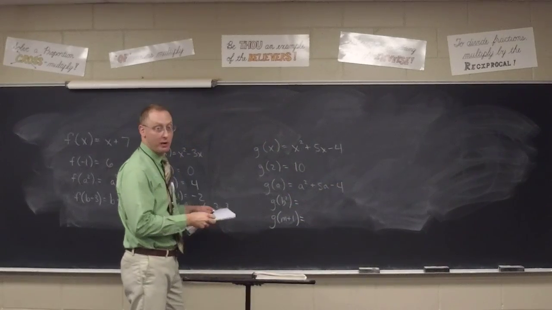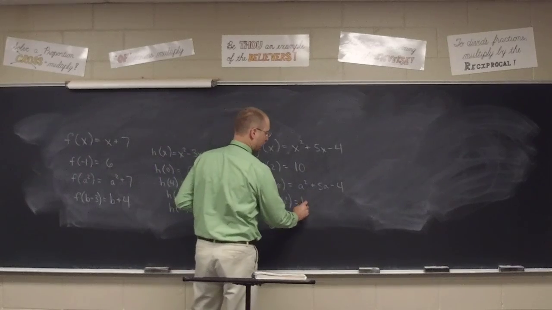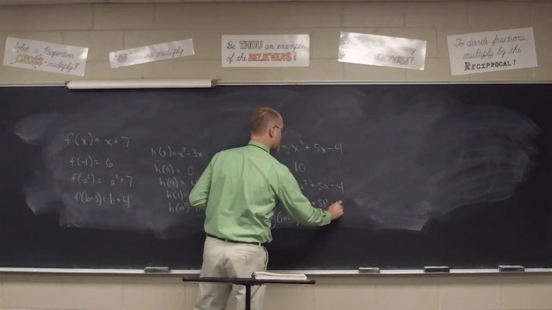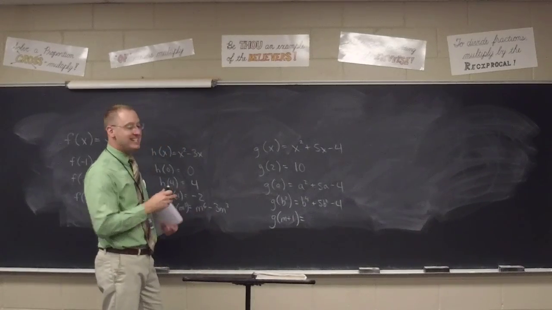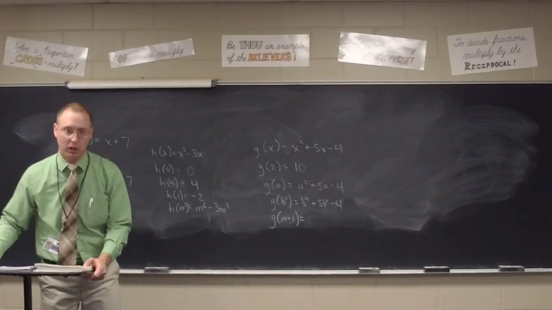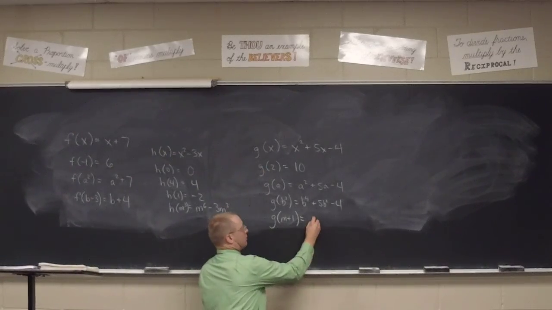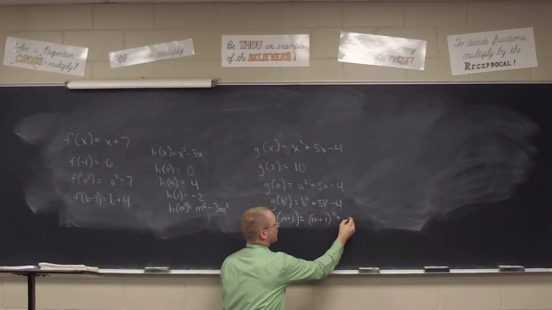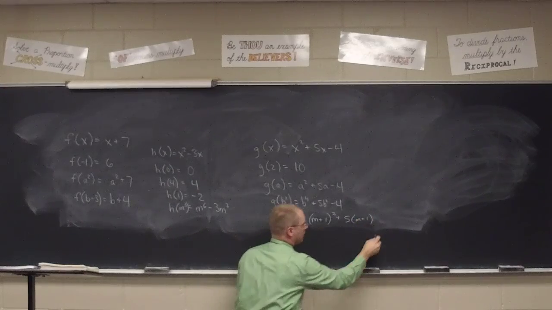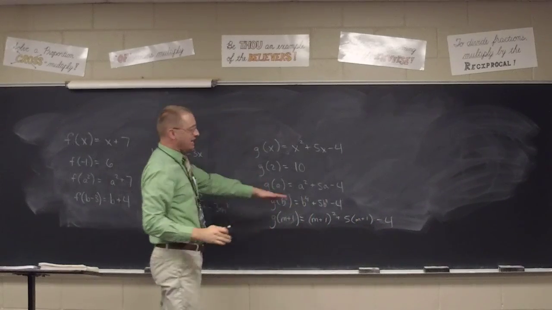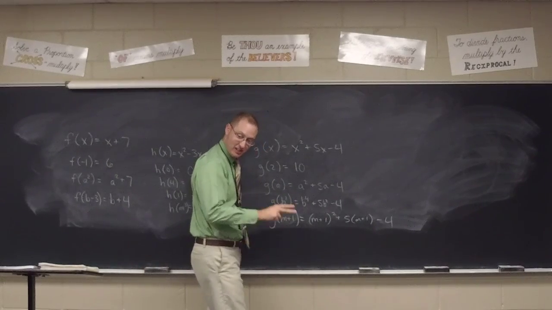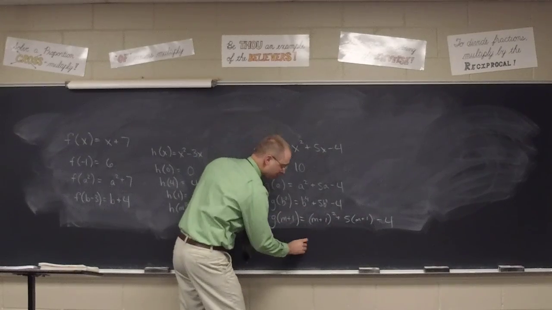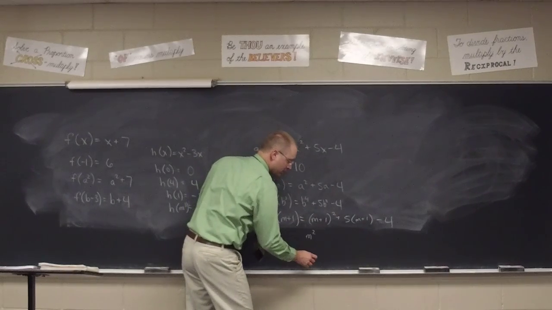Pretty easy. What about g of b squared, Jamie? B to the 4th power plus 5b squared minus 4. There we go. Again, just replacing the x's with b squared. And then what about g of m plus 1? Initially, Ethan, what do we get when we just plug it in? M plus 1 squared plus 5 times m plus 1 minus 4. There we go. But we're not going to leave it like this because I know how to square a binomial. Square the first, last, multiply double. To get? M squared, 1.